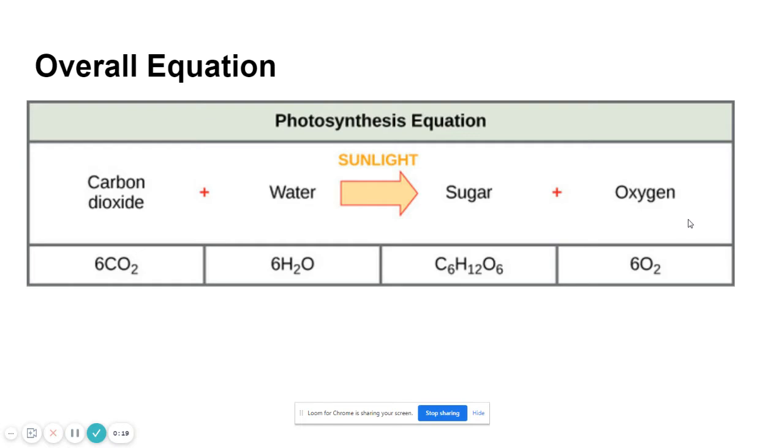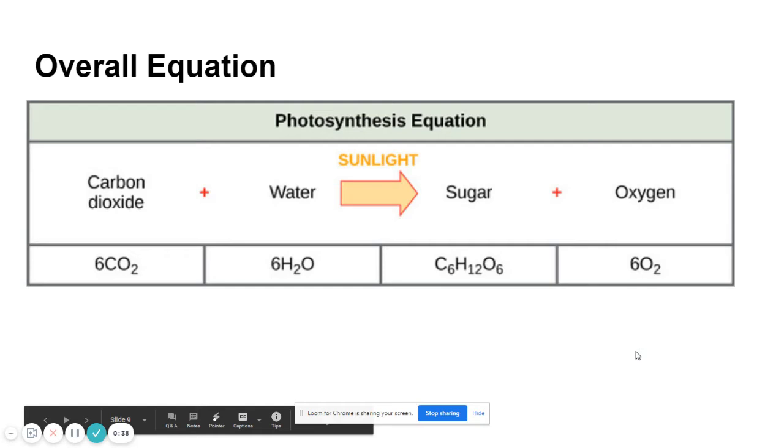Now just as a quick recap, here we have the overall equation of photosynthesis. The main reactants, as always, are going to be carbon dioxide, water, and sunlight. And the main products are sugar in the form of glucose and oxygen, which gets released into the atmosphere.